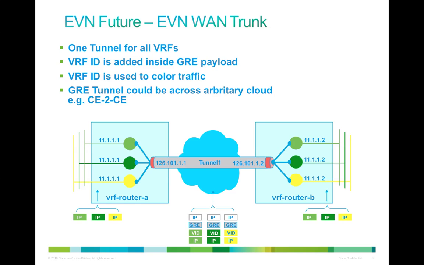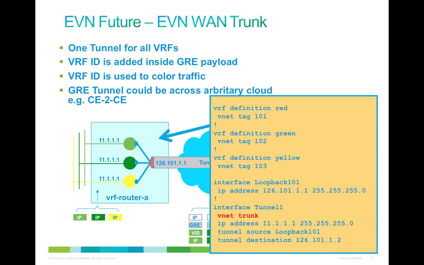And here you see again we have our VRF definitions where we tag our virtual network according to the VRF of our choice. In this situation, we have red, green, and yellow, and then we apply the VNet trunk command to the tunnel interface.